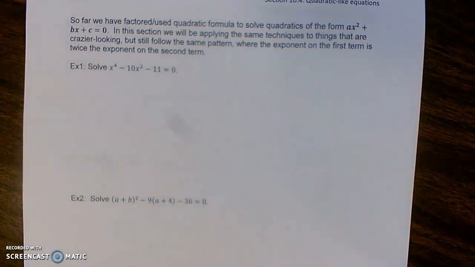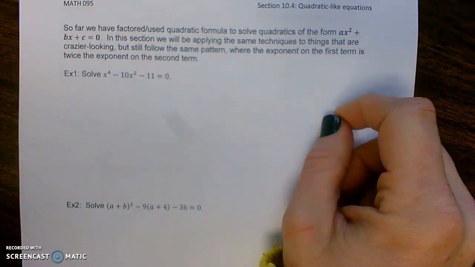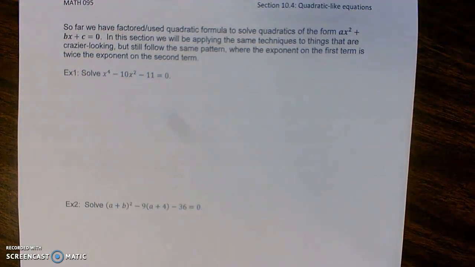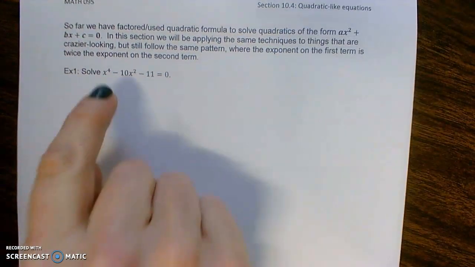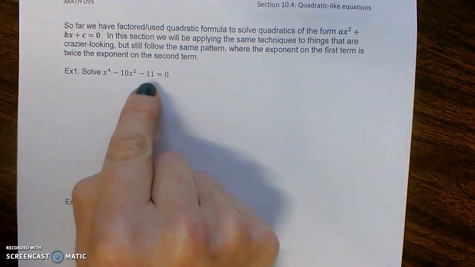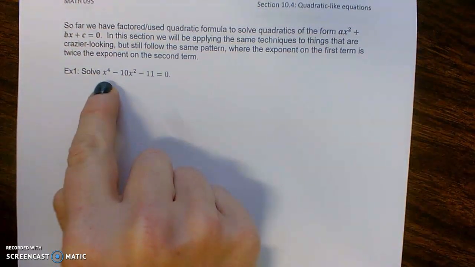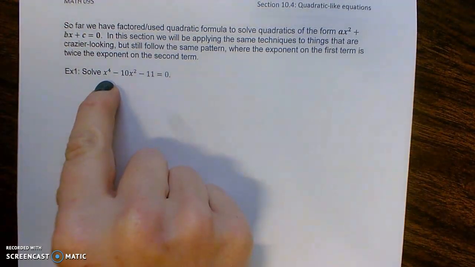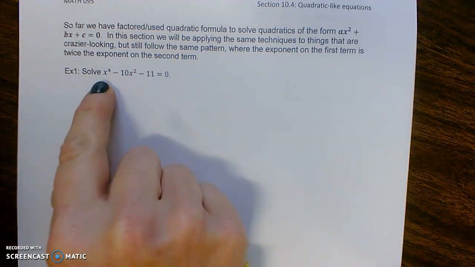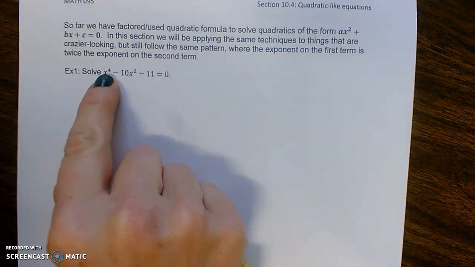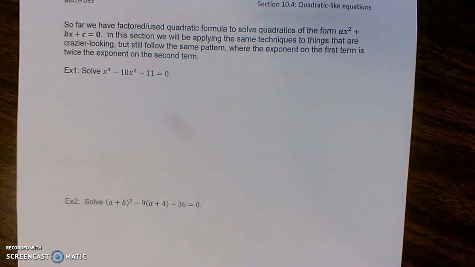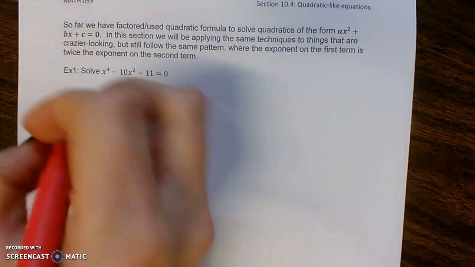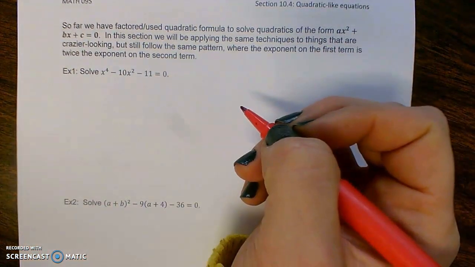In this section, we'll solve equations that aren't exactly quadratic, but are what's called quadratic in form. Even though this equation, x to the fourth minus 10x squared minus 11 equals 0, is not like an x squared equation, you can still notice that the first term has an exponent which is twice the second term's exponent.